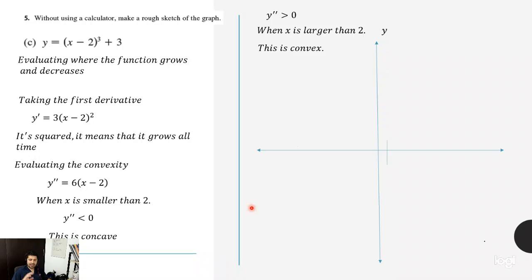Then, replicating all the things that we did, first we have this value between 0 and 1, which is the cut with the y-axis. This is the first thing. We know that all the time this function goes up, and we know that it changes from concave to convex at the value of 2. And how do we know this 3? We just replace into this: 2 minus 2 is 0, and plus 3 should be 3. So this is the sketch.